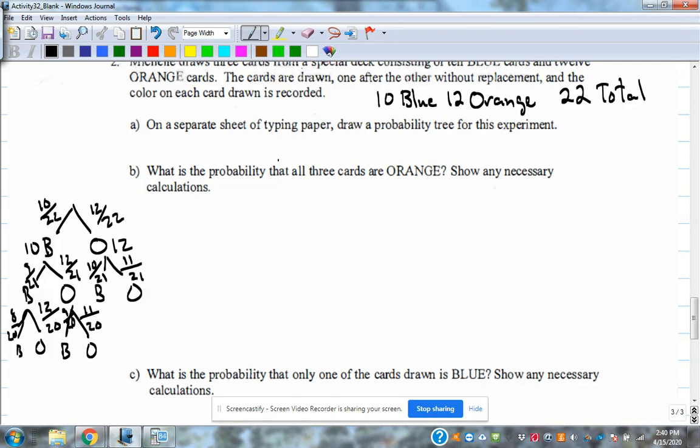Okay, what's the probability that all 3 cards are orange? So the first one, probability is 12 out of 22, right? The second one, you've already drawn 1 orange card, so there's 11 left. There's 21 cards in the deck now. And then the third one, we have 10 orange cards and 20 cards left. And we're going to reduce this. I'm going to do some cross canceling, make that easier.